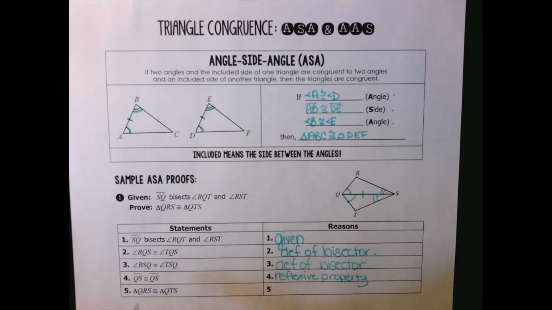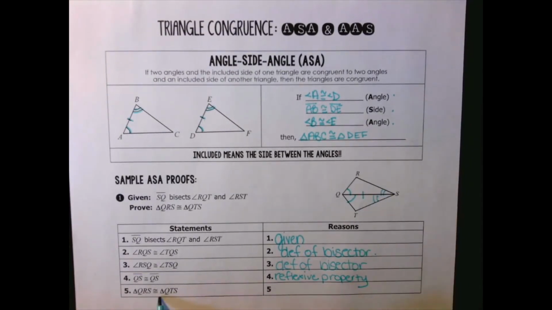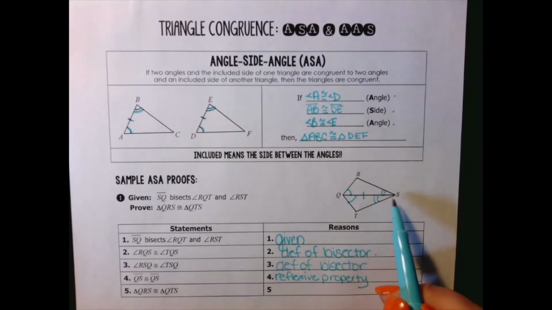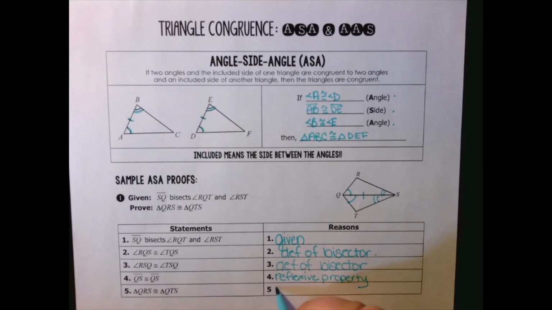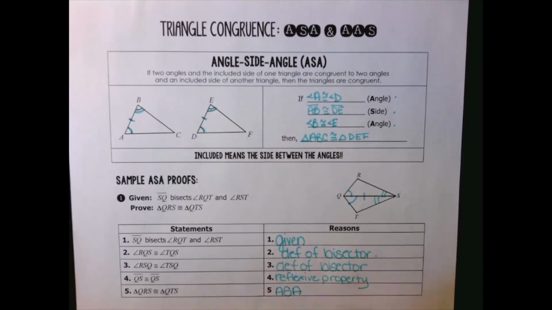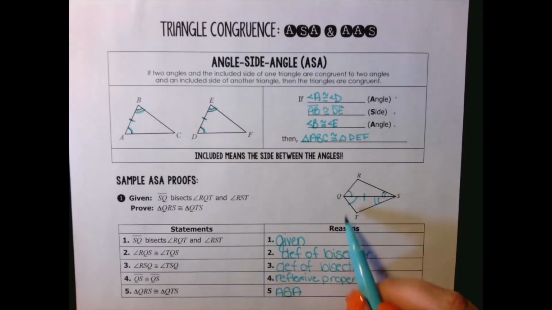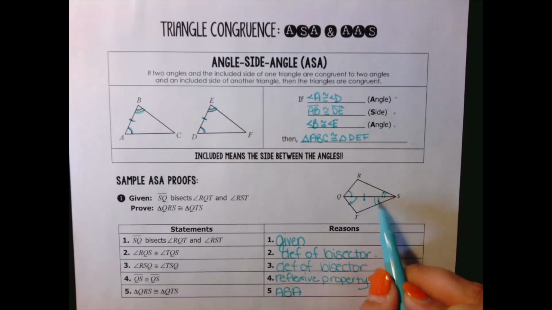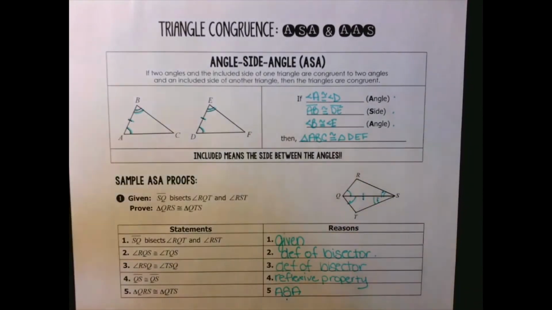And then lastly we have triangle QRS is congruent to triangle QTS, and the reason we know that is going to be ASA, angle, side, angle. Angle, side, angle. This is where that side is in between the two angles. That side is in between the two angles.